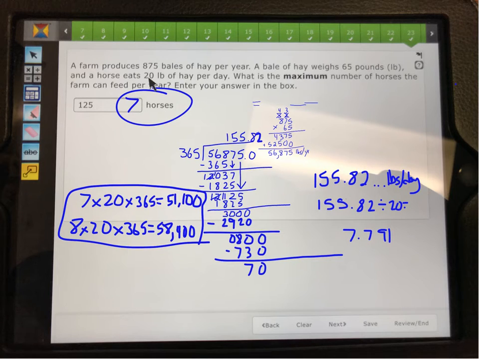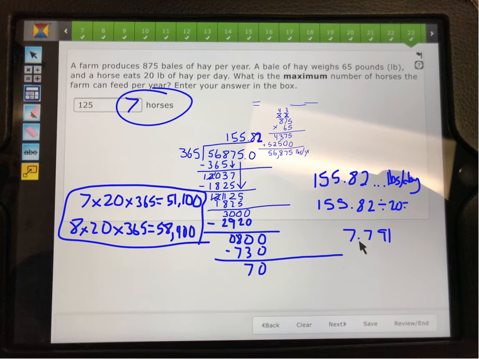So I need however many horses at 20 pounds per day to equal less than 56,875 pounds per year. So I take my amount per year of pounds that I have, and I divide it by 365 to figure out how many pounds I have each day to give to horses. And that's 155.82 pounds each day that horses have to eat. Now, if that's how many pounds they have per day, and I know that there's 20 pounds per day for each horse, I can divide to find how many horses that would be.